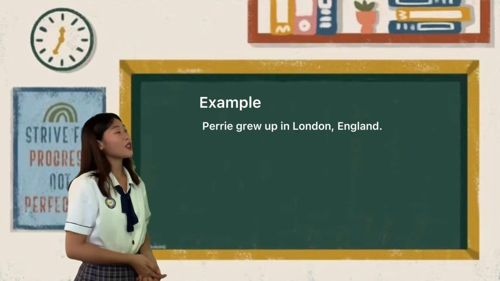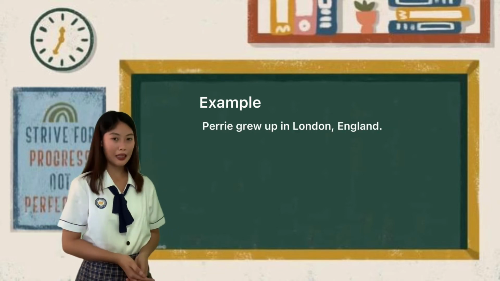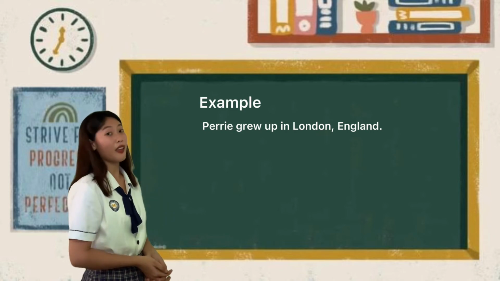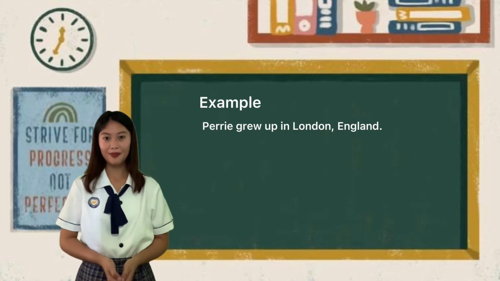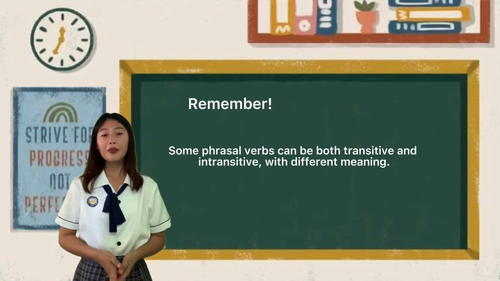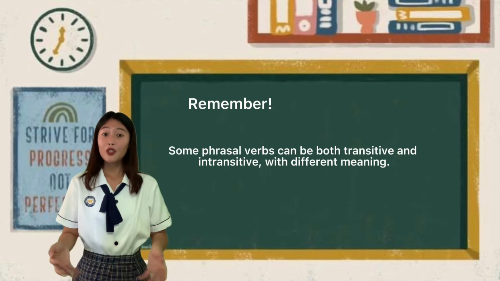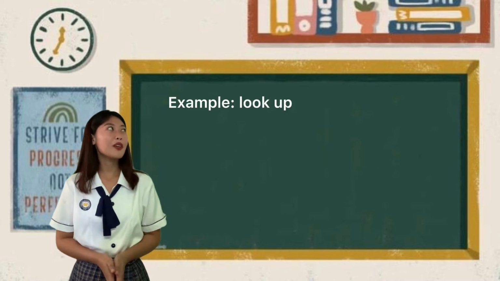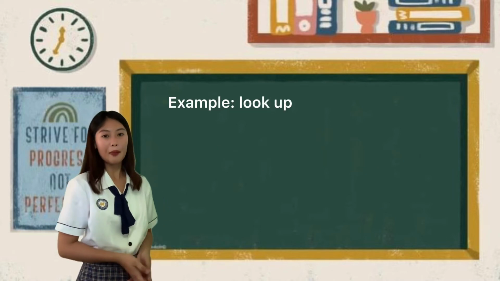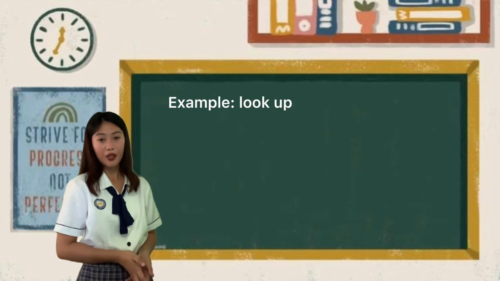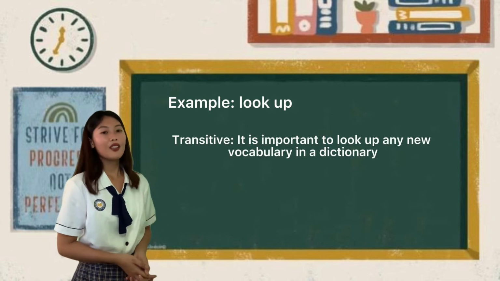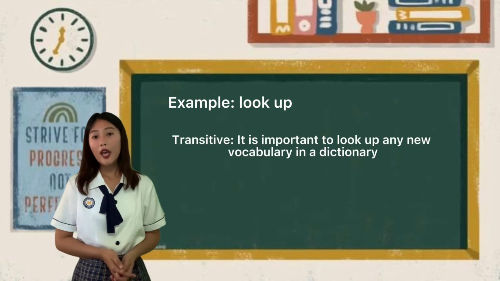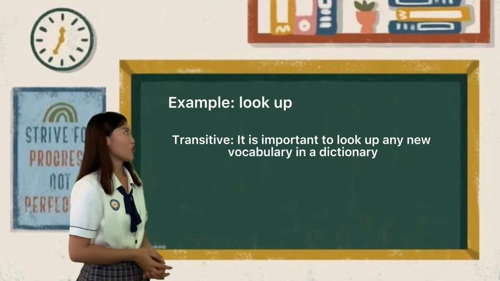Another example is Perry grew up in London, England. It means Perry lived there when she was young. So remember, some phrasal verbs can be both transitive and intransitive, but with different meanings. For example, the phrasal verb look up. When we use the transitive phrasal verb, here is the example. It is important to look up any new vocabulary in a dictionary.